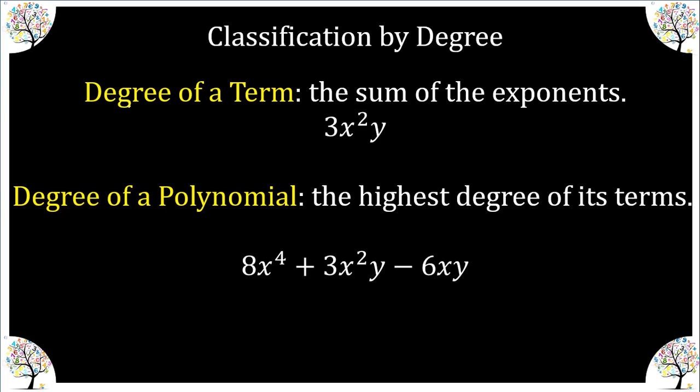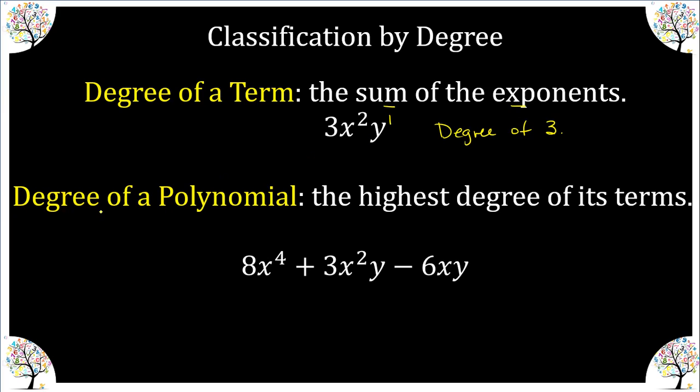Let's talk about when you are asked to identify the degree of a term. So this is a monomial. It's one term. We have no addition and subtraction. But if I were to ask you what is the degree of this term, you must add the exponents. So we have x squared and y to the first. So this has a degree of 3. So just when you're classifying and I ask, what is the degree of this monomial? You would say it has a degree of 3.